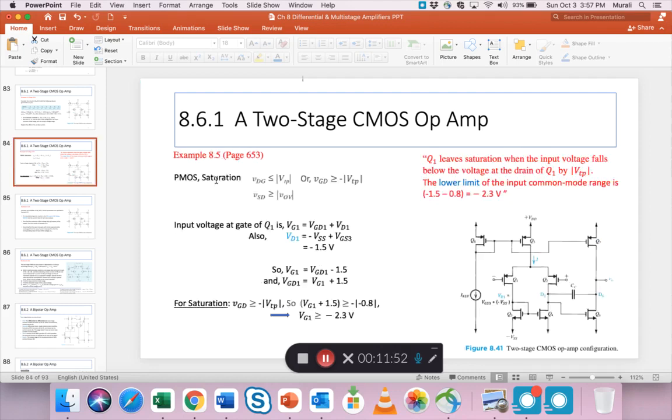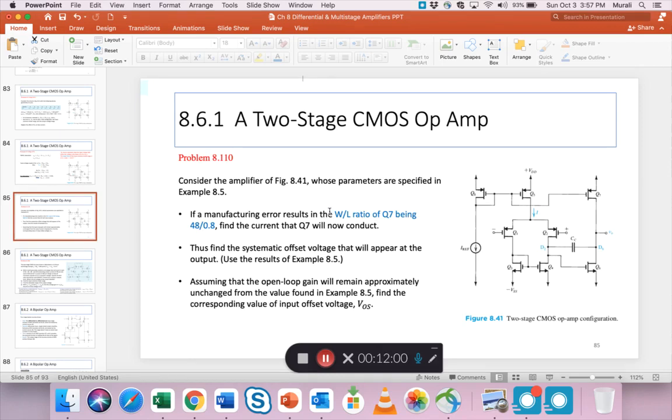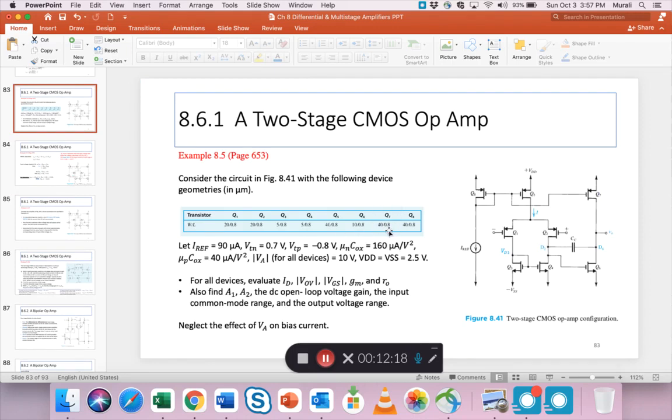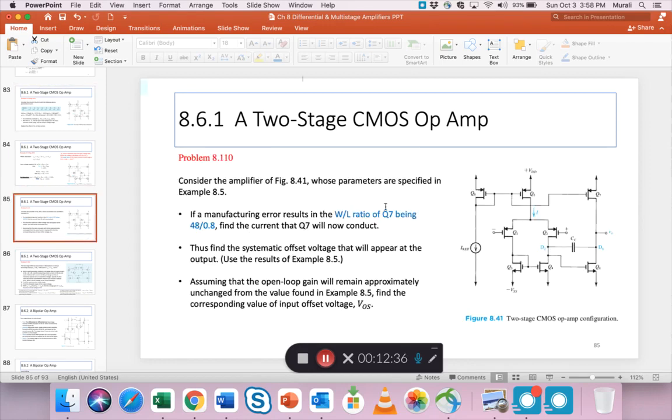Now this actually refers to the same multi-stage amplifier as we just saw, but there is one slight difference in this problem. So what he says is, a manufacturing error results in the W by L ratio of Q7. So look at this figure, this is Q7, right? Previously it was given to us as having 40 by 0.8, which is similar to Q5, 40 by 0.8, and Q8, 40. So these three are matched, right? Now, in our problem, what he tells us is they are not matched anymore. Q7 has a slight change. It came out to be 48 instead of 40. So if that's the case, then what happens, right?